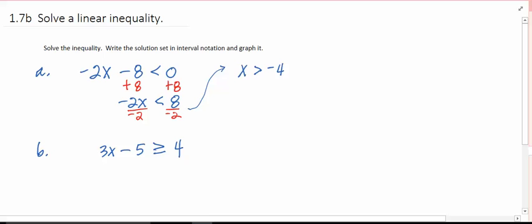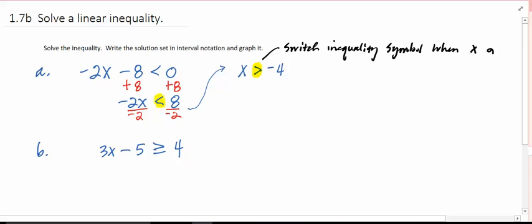I continue to work each side of the inequality the same way, but I must switch the inequality. So just that turns into that. Okay, so we switch the inequality symbol when multiplying or dividing by a negative. Okay, so now there's the solution.